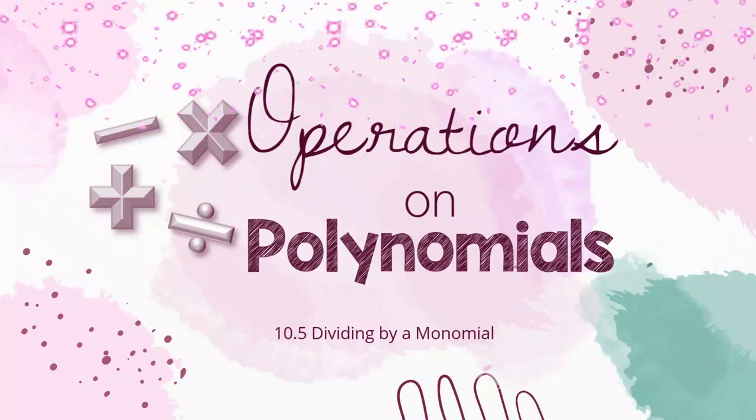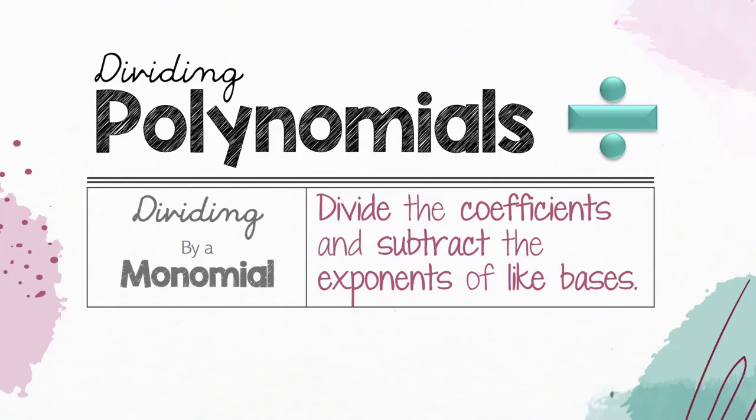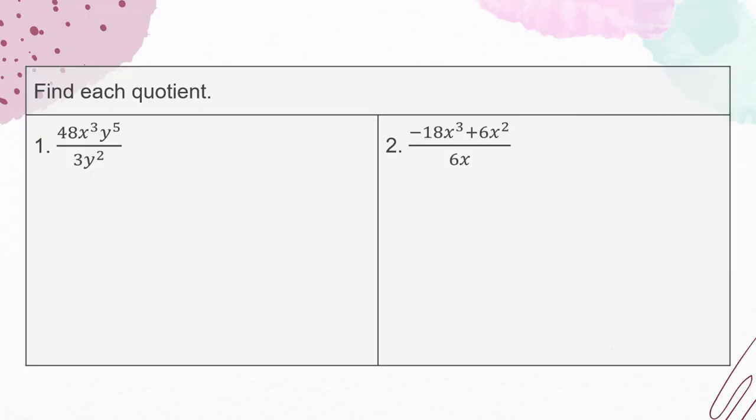Today we are dividing by monomials. In order to divide by a monomial, we will divide the coefficients and subtract the exponents of like bases.